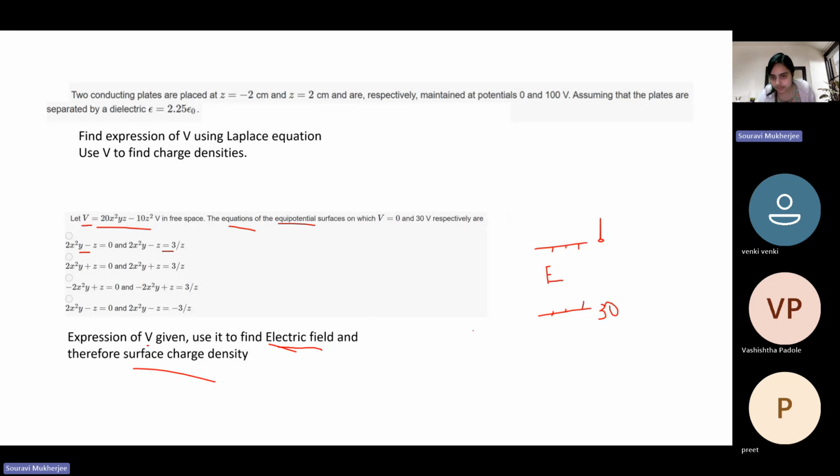Once you know the magnitude of electric field, again, you can use the relation that E into your dielectric constant will be equal to your sigma, right? So that is your charge density. How do you find that numerical form? That's why you need the value of X, Y, and Z, where these equations will make sense. Suppose you want to find at this surface, there you have to use the equation for V equal to 0. If you want to find at that surface, then you have to use the relation for V equal to 30, right?